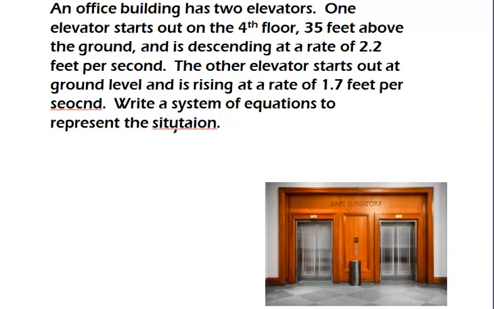An office building has two elevators. One elevator starts out on the 4th floor, 35 feet above the ground, and is descending at a rate of 2.2 feet per second. The other elevator starts out at ground level and is rising at a rate of 1.7 feet per second. Write a system of equations to represent this situation.